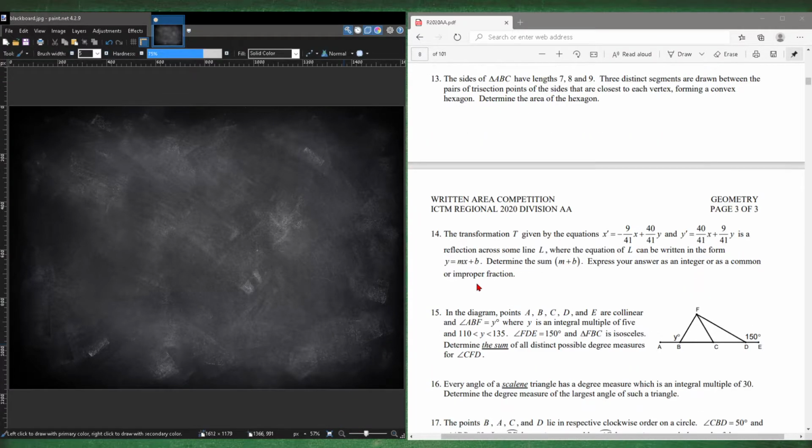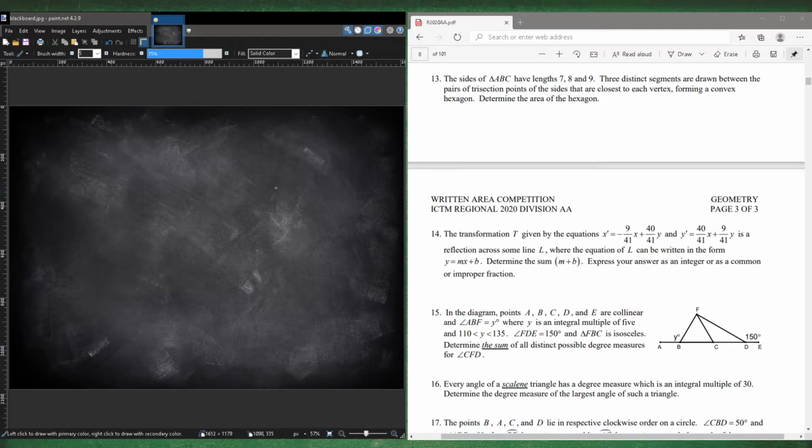And now number 14. The transformation T given by the equation x prime is equal to negative 9 over 41 x plus 40 over 41 y and y prime equals 40 over 41 x plus 9 over 41 y is a reflection across the line L, where the equation of L can be written in the form y equals mx plus b. Determine the sum of the slope and the y-intercept, so m plus b.